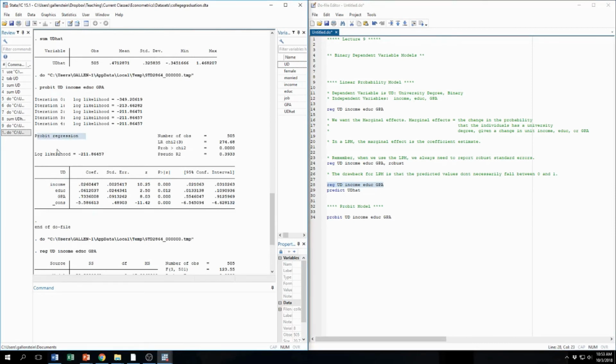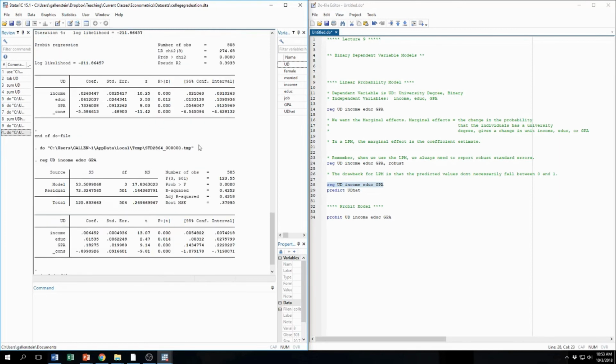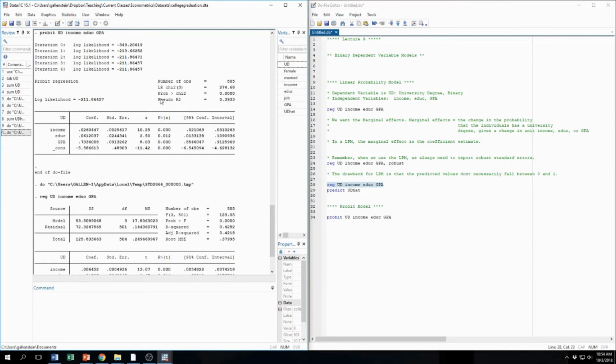Under the Probit regression, it reports the log likelihood value. We'll come back to this later. Here it reports the sum of squares, the different sum of squares. It's using a different method. You notice that when we use reg, or ordinary least squares, it reports the R squared and the adjusted R squared. When we use the Probit model, it instead reports the pseudo R squared. We'll go back and calculate the pseudo R squared later.